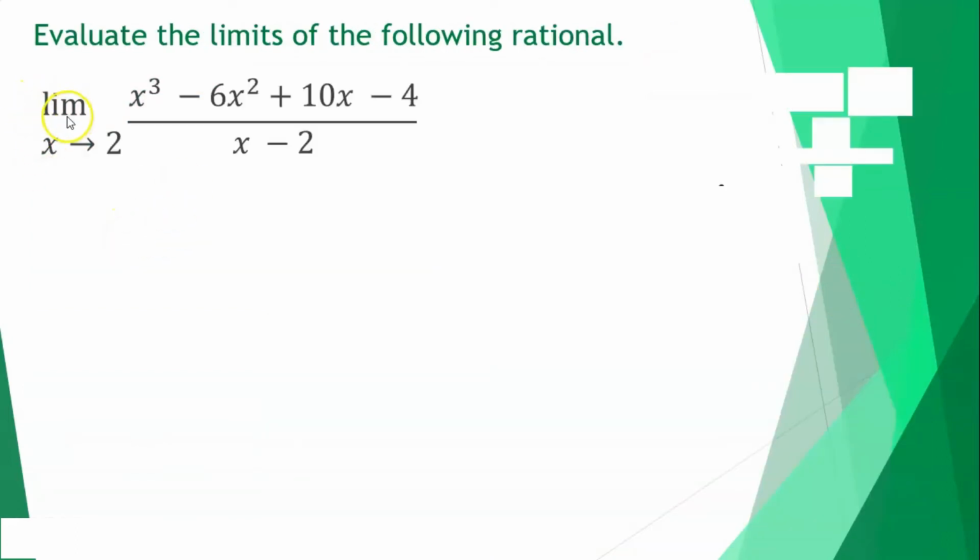Okay, this one. What is the limit of (x³ - 6x² + 10x - 4) over (x - 2) as x approaches 2? Now take note with this, our exponent here is 3. So to easily factor this one, we will make use of synthetic division. To do synthetic division, the first thing we do is identify the coefficients of our dividend. So with that, we will have 1, -6, 10, and -4, while our tentative divisor would be positive 2.